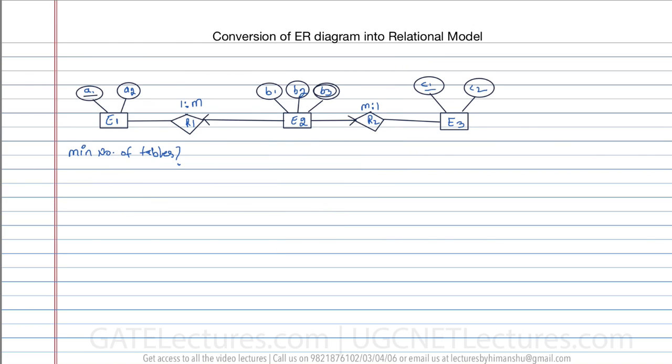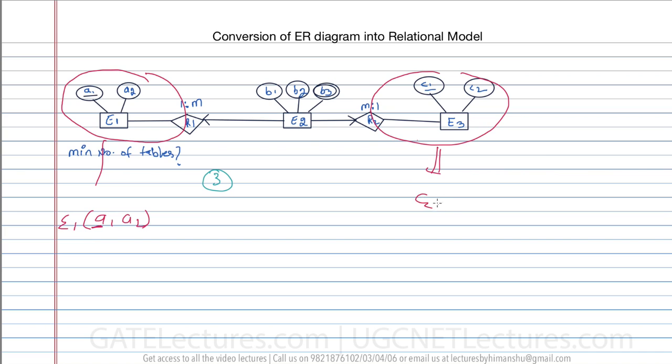Now take the next example. Find out the minimum number of tables required to draw this one. You can see the minimum number of tables here is 3. Why do we require 3? Take this side, it is the many side, and this is also a many side. For both of them you can create a table. For E1 you can create a table having A1 and A2, where A1 is the key attribute. For E3 you can create a table having C1 and C2, where C1 is the key attribute. For E2, because on both sides it has maximum cardinality of 1, you can create a table for E2. The attributes there will be B1, B2, B3, A1 and C1.